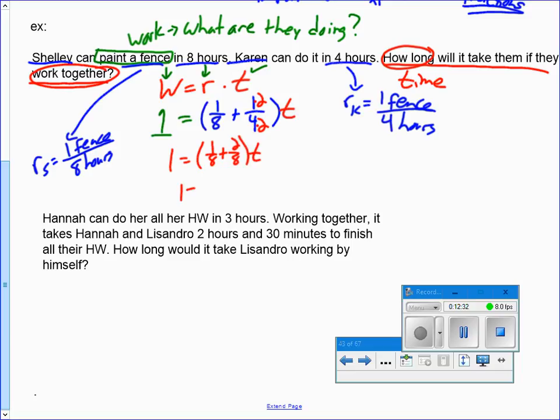Add them together. Now to solve from here, I can multiply by 8 to get rid of the fraction. And then last step would be divide by 3. So 8 over 3 would be the answer, but in this case, we want to put it in terms of time.